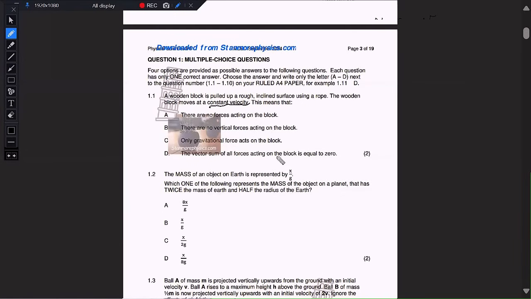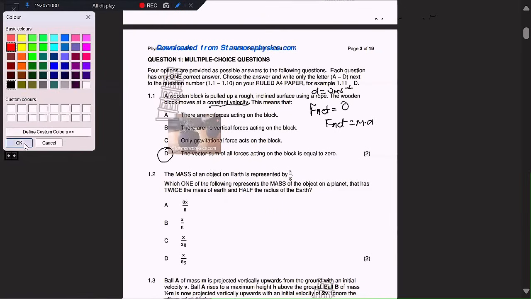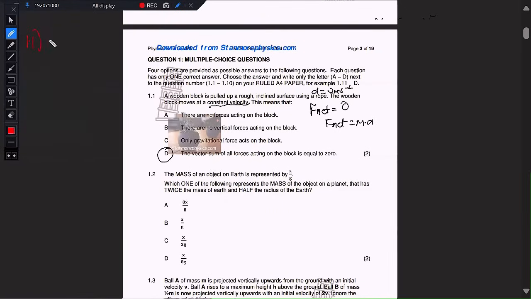D, the vector sum of all forces acting on the block is equal to 0. So if it's moving at constant velocity, we know that our F net is equal to 0 because first our acceleration is 0 meters per second squared. Then we have the formula F net is equal to ma. So if our acceleration is 0, then also our F net is 0 newtons. So D here would have to be correct. The vector sum of all forces acting on the block would have to be equal to 0. So this is how you're supposed to write it in an exam. We want to have 1.1 and then we have D, right?